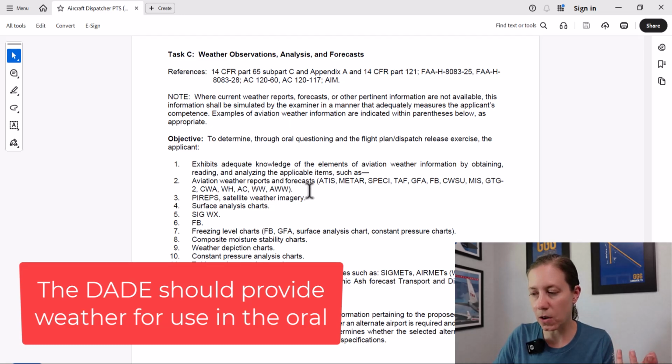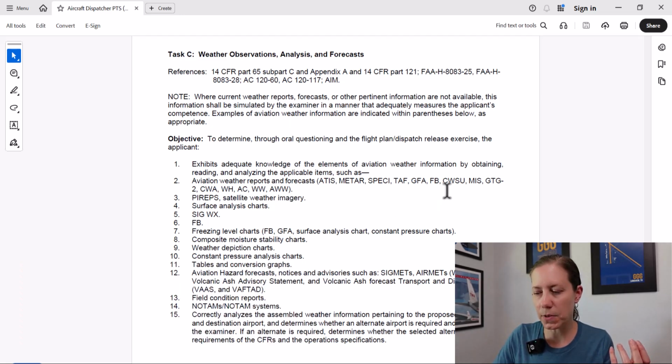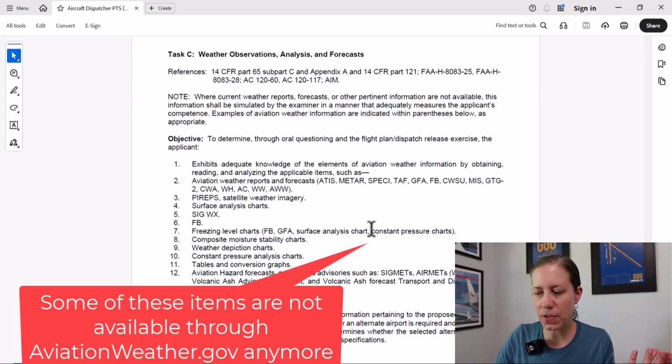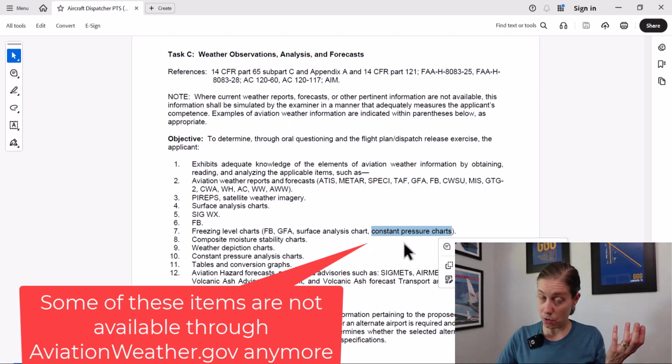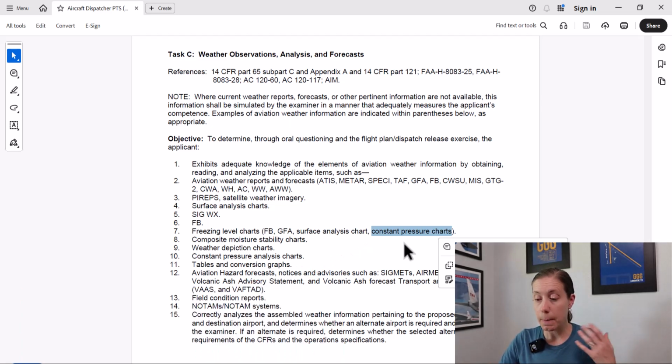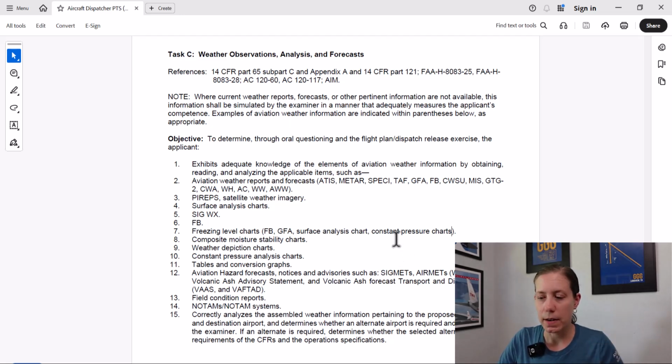Now, I'm going to say right now, some of these items are not really a currently used thing anymore. I have had serious problems finding, for example, the constant pressure analysis chart. They seem to be mostly discontinued. Some airlines may have their own proprietary product. I can't find them on aviationweather.gov, but that's okay. We are just going to go with as many things as I can come up with.